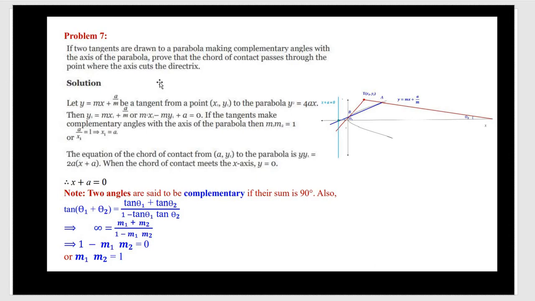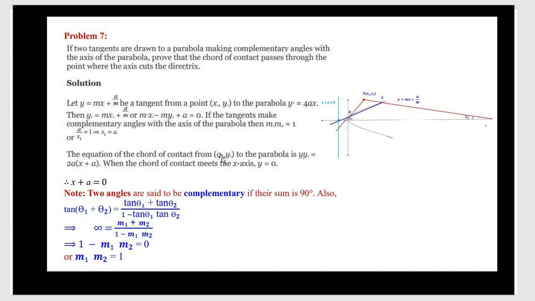What was given to us? We are given only this, and from here we are getting the product of the slopes to be a by x1. It's a quadratic equation, so the product of the roots is given by the constant divided by the coefficient of m square. So you get a by x1 to be equal to 1, since the angles are complementary. So x1 is a, and because x1 is known, you have a as the x coordinate.